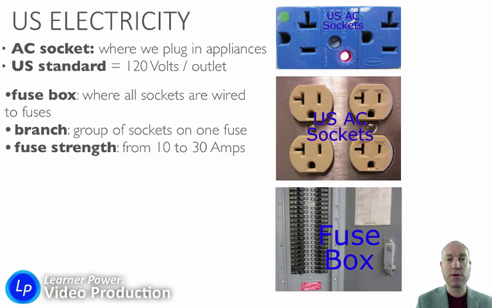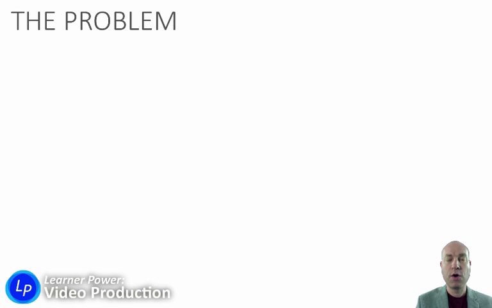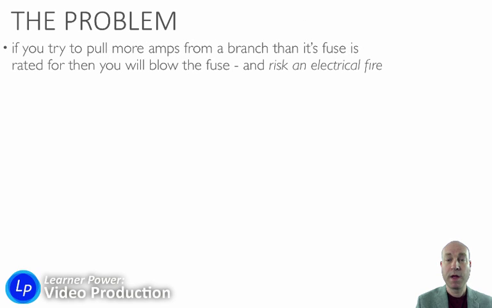I'm going to show you what all that looks like in just a minute. So let's start with the problem that we're trying to avoid. If you pull more amps from a branch than its fuse is rated for, that means you're trying to pull more electricity than that fuse is rated to be able to deliver, then you're going to blow the fuse.